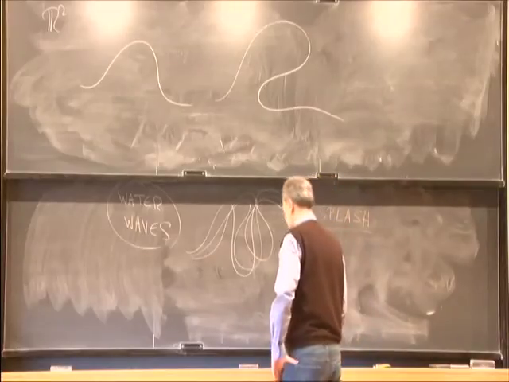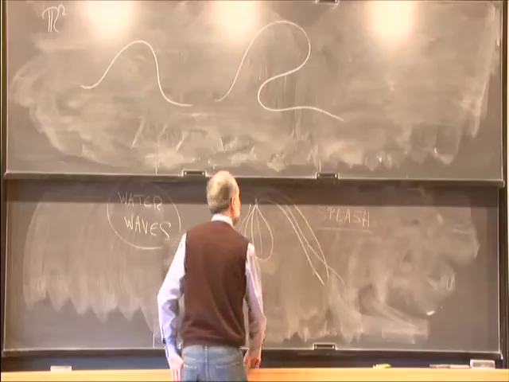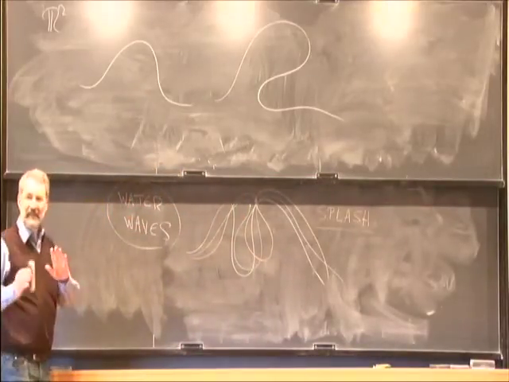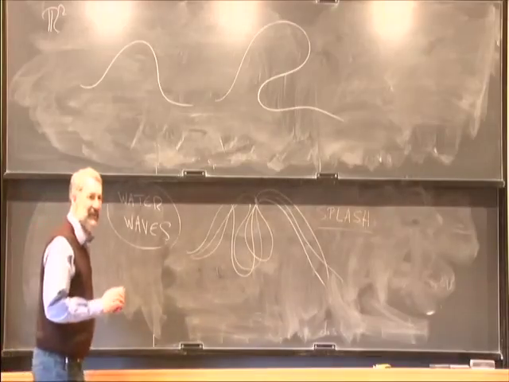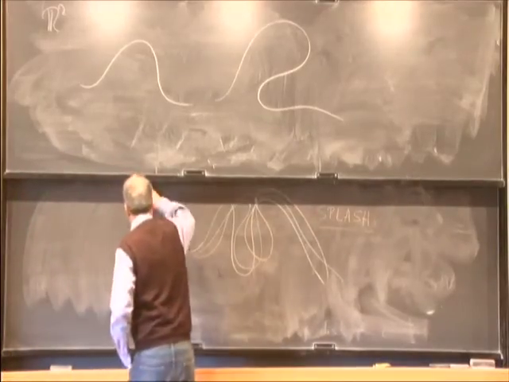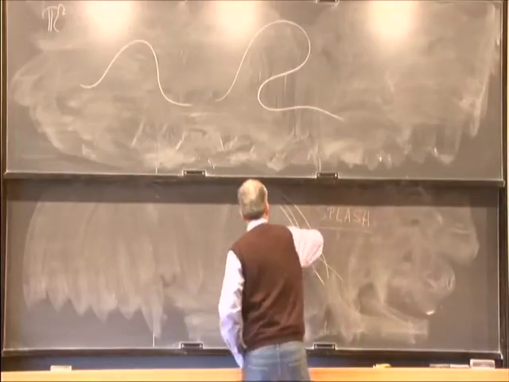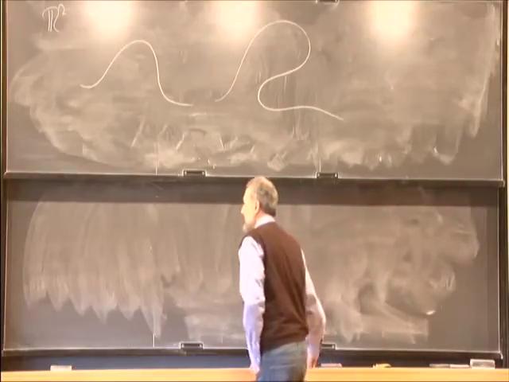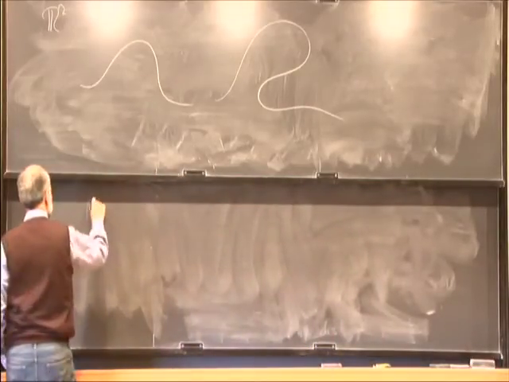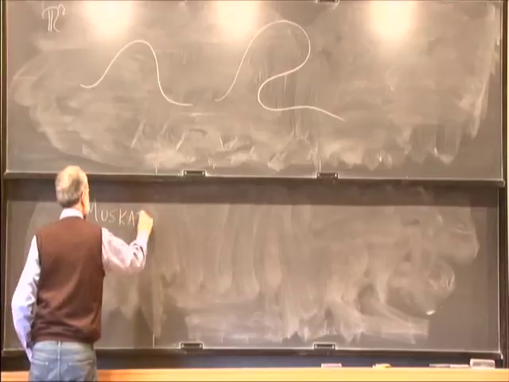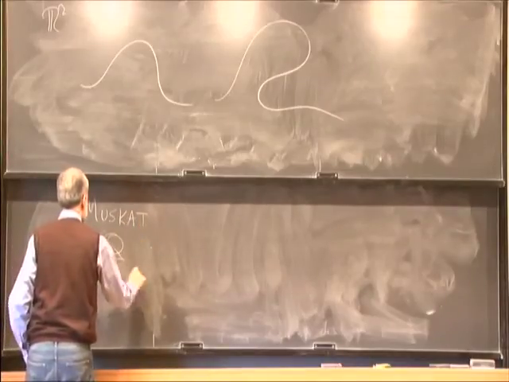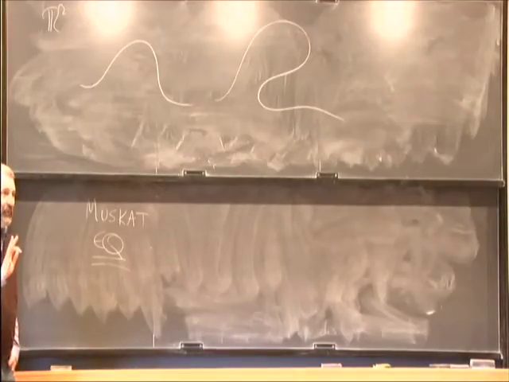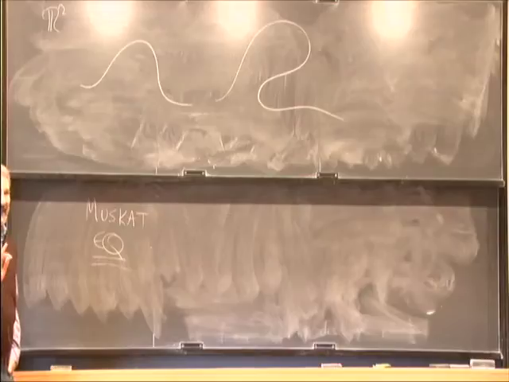Okay, the other system that I want to talk about is the Muskat equation. This is a very, very nice equation. Okay, so let me describe a little bit the physics of the Muskat equation. So the Muskat equation describes two fluids in a porous medium. Think of oil and water in sand.